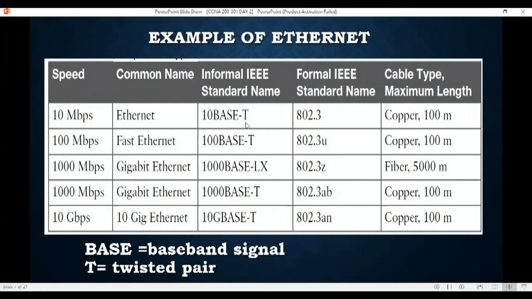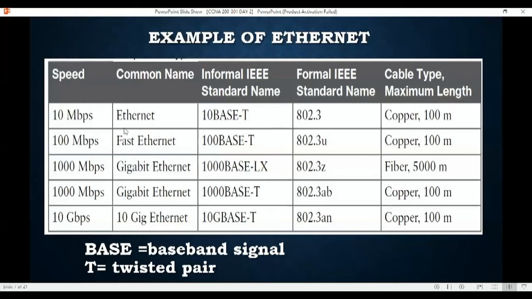What is the meaning of base T? Base means baseband signal, while the T means twisted pair. Now, if you look at this table, it simply means that the speed of this cable called Ethernet is 10 megabits per second. The standard name, IEEE name, is 10 base T. The standard formula for IEEE is 802.3. The cable type is copper, and the maximum length they can ever have is 100 meters.